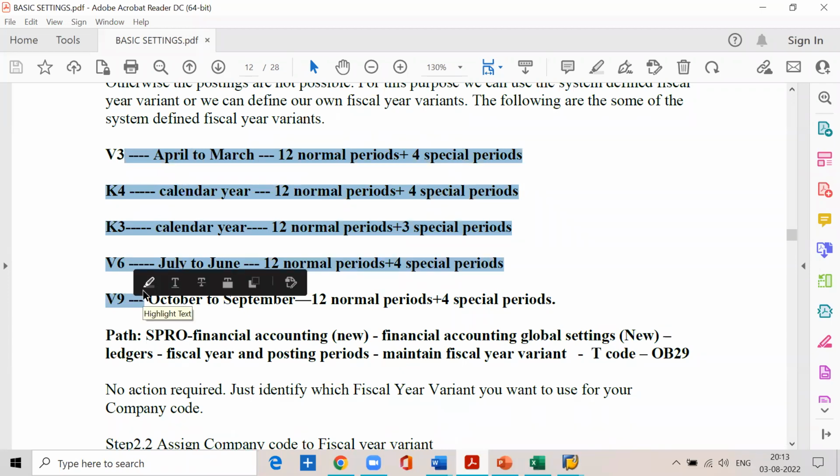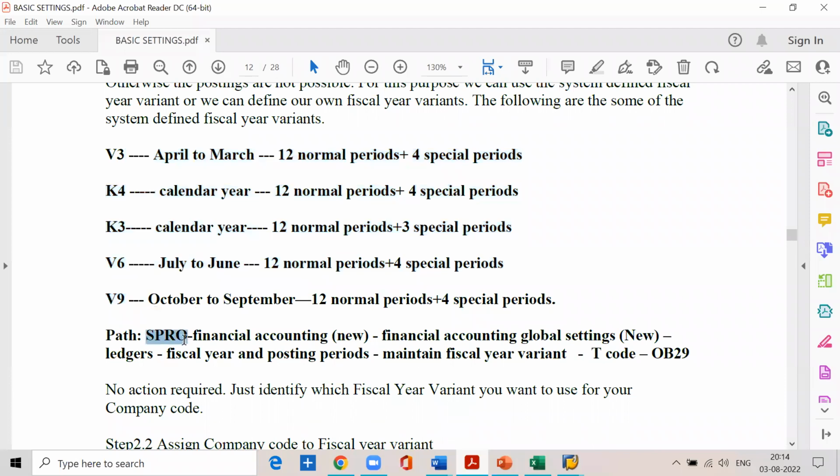In the system, the fiscal year variants, according to the requirements of almost all the countries in the world, are already defined. In case you don't find the fiscal year you require in the system, we can define our own fiscal year variant also. But remember, it is mandatory to define one fiscal year variant and it should be assigned to the company code. Otherwise, you cannot post the transactions.